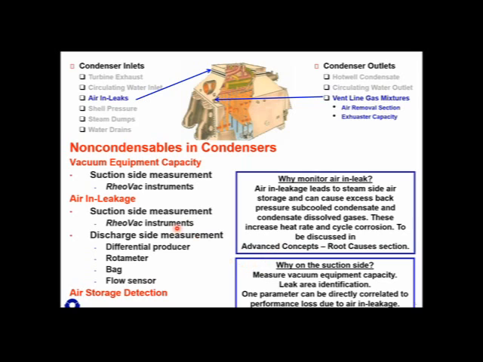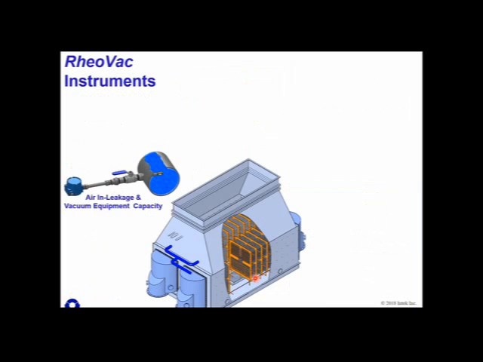I'm a big proponent of making this measurement on the suction side, because with one instrument, in the blink of an eye, you can determine if air in-leakage is a problem. In one instant, one parameter, one measurement, you can figure out if your vacuum equipment is working properly. You can measure it continuously online. You can swap pumps or steam jets in and out and know the capacity is okay, or compare them to one another. So I'm a big proponent of measuring this on the suction side of the vacuum equipment. We'll talk about that later.